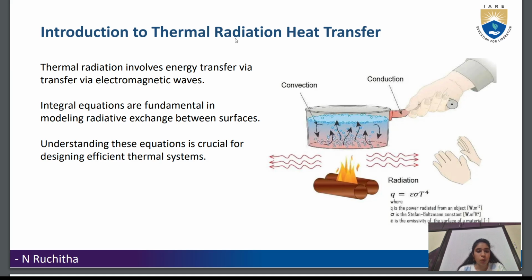Thermal radiation is one of the three basic modes of heat transfer. Alongside conduction and convection, it involves energy emitted by matter due to its temperature and travels in the form of electromagnetic waves. Integral equations play a central role in predicting radiative interactions between surfaces and participating media. Accurate modeling of radiation is crucial in high temperature systems such as furnaces, combustion chambers, spacecraft, and solar energy devices.